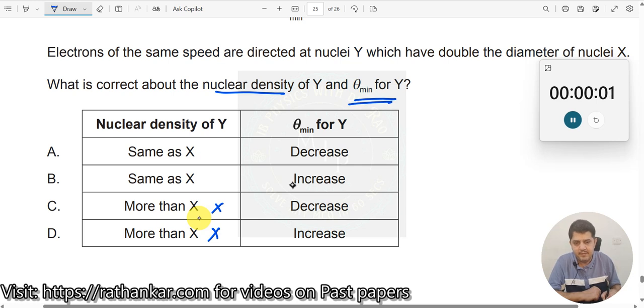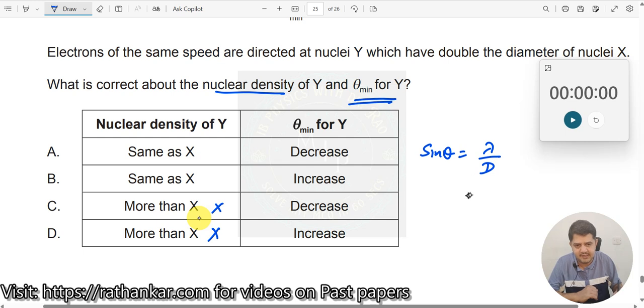Theta minimum. Now you see, the larger the object, the smaller the diffraction effects become. If you have a smaller object, the diffraction minima would be there, but if you have a larger object, then the diffraction minima will shift or become smaller over here. In fact, you can describe this using sin theta equals lambda by capital D.